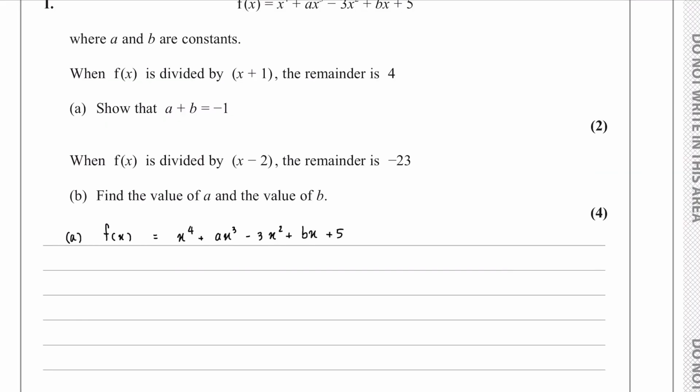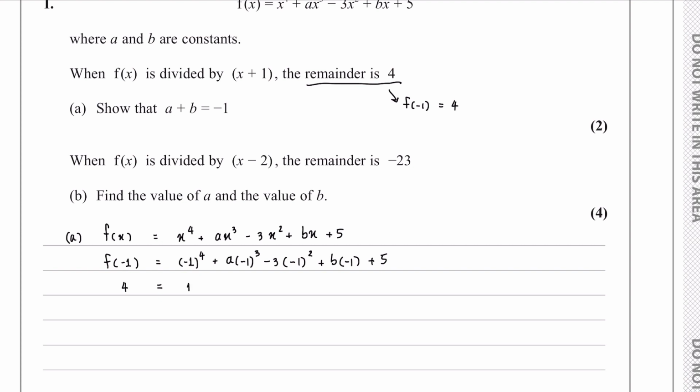Here is f(x). If we divide f(x) by x plus 1, that means we have to substitute x equals -1 into f(x). So we will have f(-1), which is (-1) to the power of 4 plus a times (-1) cubed minus 3 times (-1) squared plus b times (-1) plus 5. And since the remainder is 4, that means f(-1) will be 4. So we can put 4 here and simplify the right hand side.